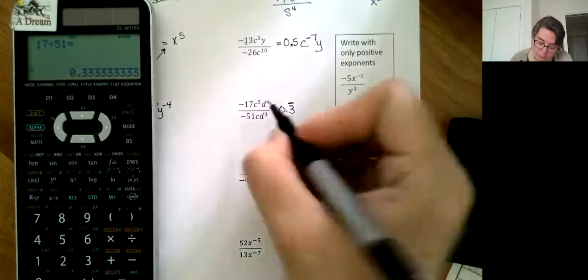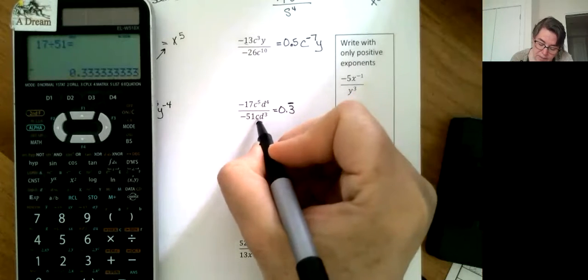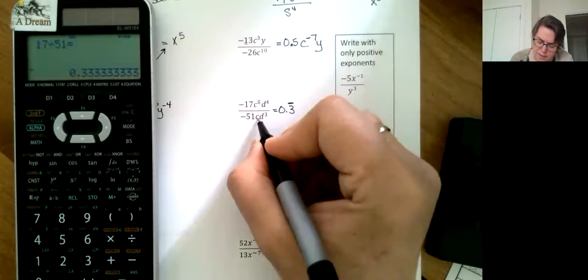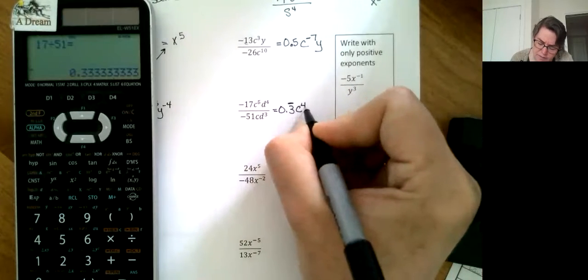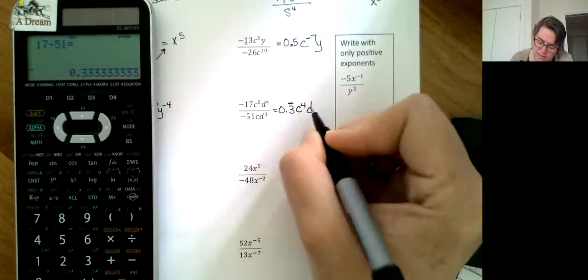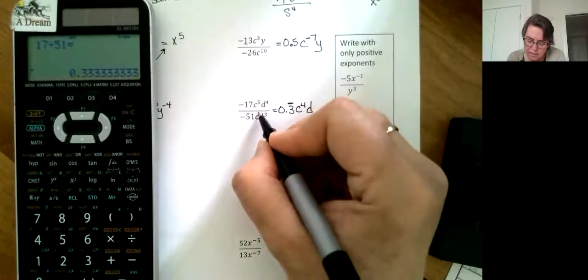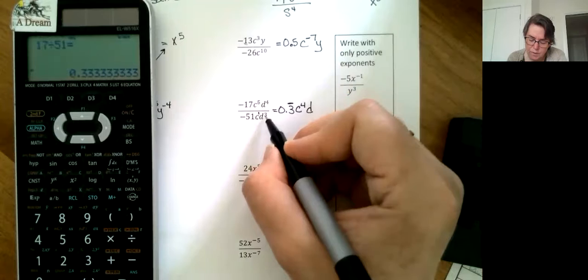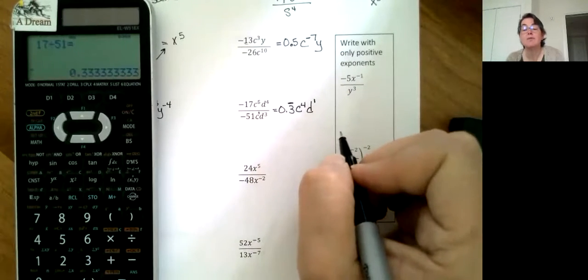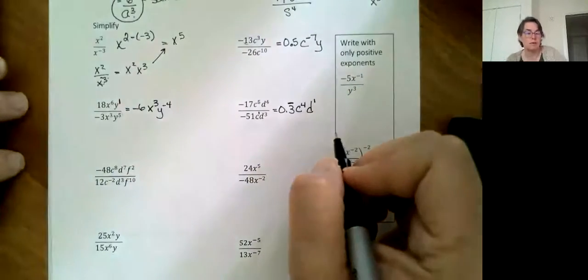Either one is fine. Now, c to the 5th divided by c to the 3. C to the 5th divided by c is going to give me c to the 4. And d to the 4 divided by d to the 3 is going to give me d. So 5 minus an understood 1 is 4, and 4 minus 3 is 1. If you want to put that 1 there, go for it. It's not remotely required.